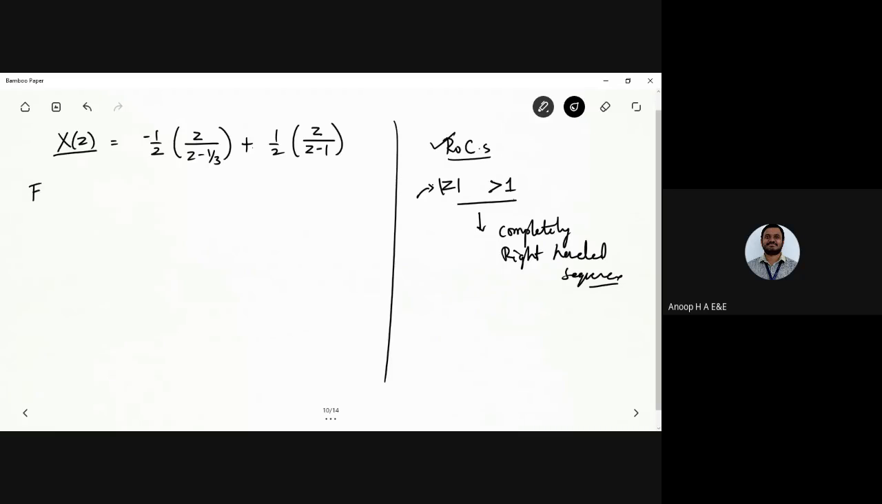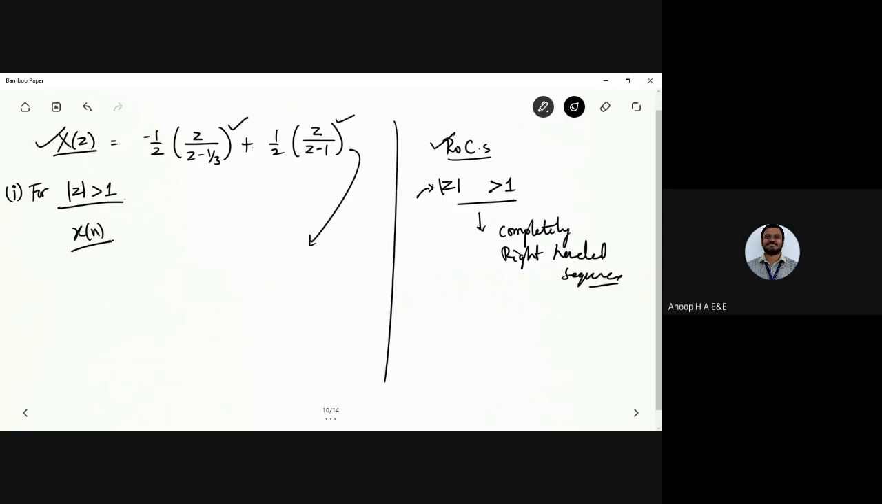So for mod z greater than 1, what do I need to do? I have the X(z) term which is present here, so I need to find out x(n). For this X(z), I need to find out what x(n) is for the first ROC, that is mod z greater than 1. So x(n) would be given as, right?